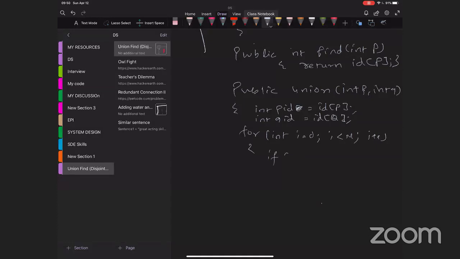So I'm going to check: if ID of i is equal to PID, then I'm going to replace that with the QID. And this is all; we already connected, right? For completeness, I'm going to write it here.